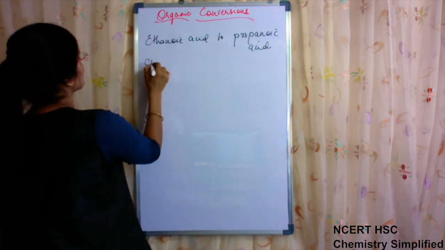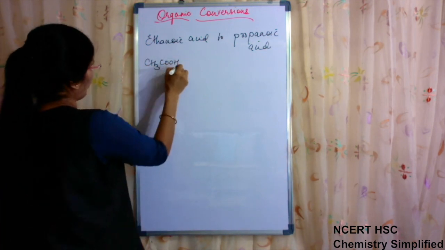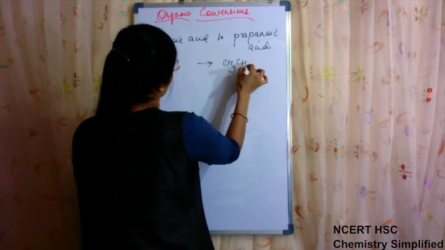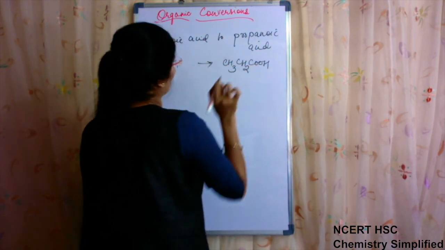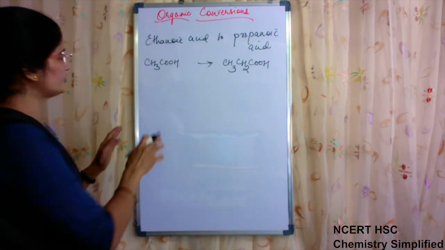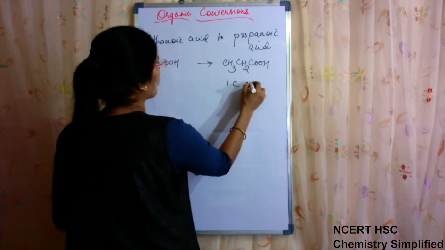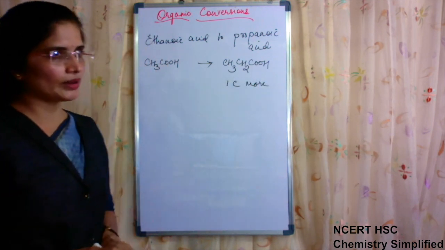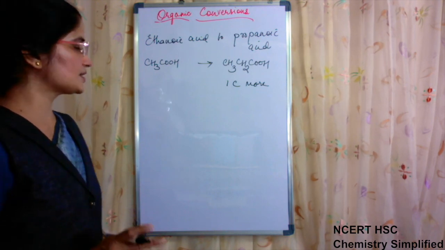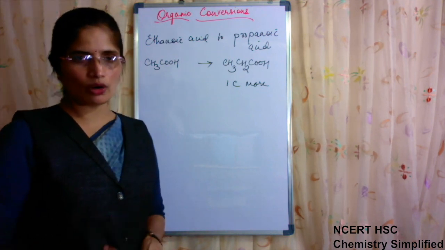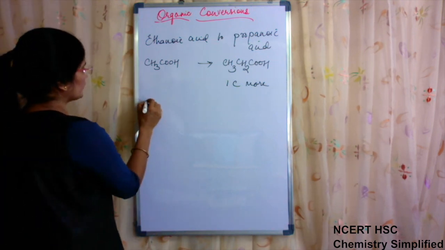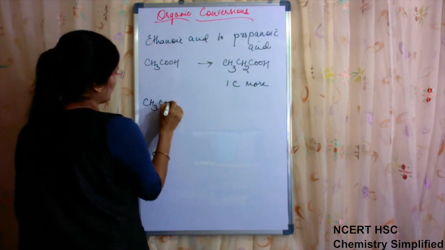Ethanoic acid, CH3COOH, to form propanoic acid means CH3, CH2, COOH. Now looking at the reaction, you can finally judge. We want 1 carbon more in the product. 1 carbon more means we want to have a cyanide group. Cyanide group can be introduced with the help of halogens. And now we have acid here. But it's not difficult to convert acid into alcohol.